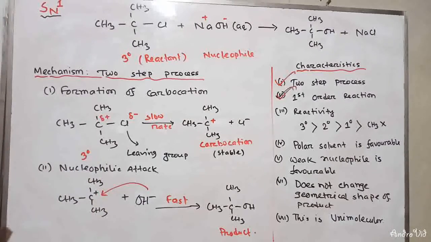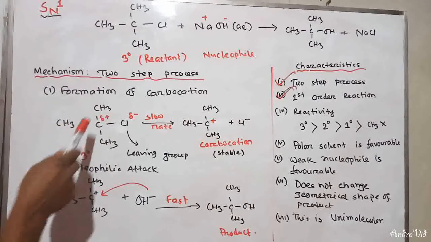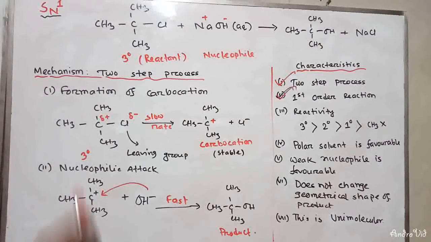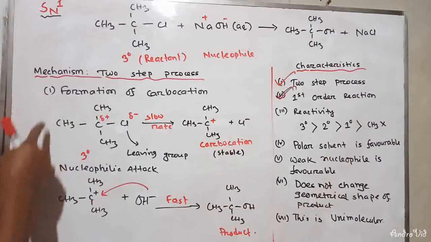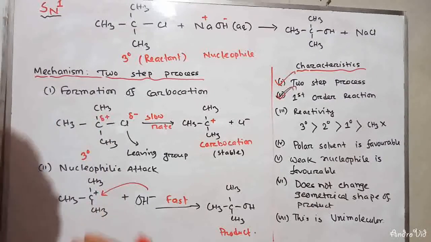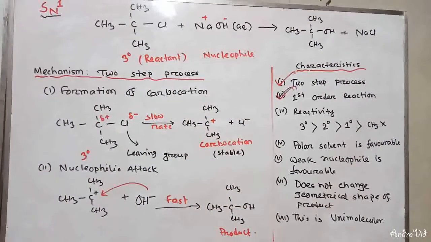Again, in 3 degree alkyl halide, 3 methyl groups are attached to the central carbon atom. Each of the methyl groups acts as an electron donating group. At the same time, chlorine acts as an electronegative element. Due to the presence of 3 electron donating groups, breaking the carbon chlorine bond becomes easier, and producing the carbocation is comparatively easier. In case of 3 degree alkyl halide, a 3 degree carbocation is produced. You know a 3 degree carbocation is more stable than a 2 degree carbocation, than a 1 degree carbocation.